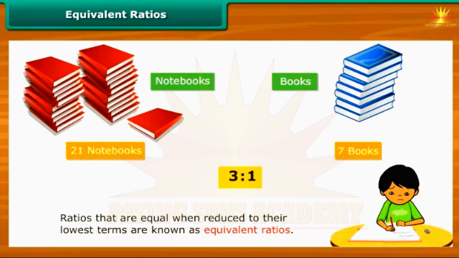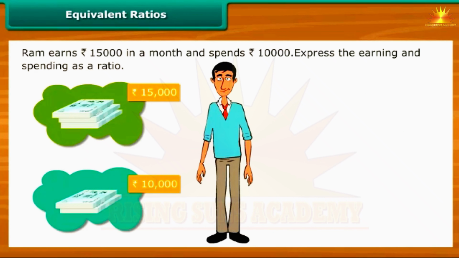Let us verify whether the following ratios are equivalent or not. Ram earns rupees 15,000 in a month and spends rupees 10,000. Express the earning and spending as a ratio. 15,000 by 10,000 is 15 by 10, which, when reduced to the lowest term, is equal to 3 by 2 or 3:2. It means that out of every 3 rupees earned, Ram spends 2. Rahim earns rupees 21,000 in a month and spends rupees 14,000. Express the earning and spending as a ratio.